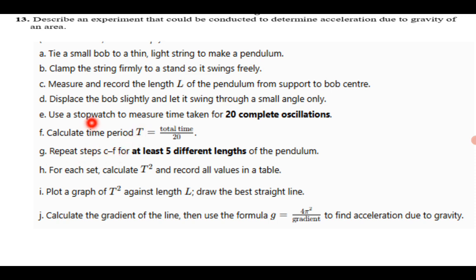So repeat the steps for at least 5 different lengths of the pendulum. For each set, calculate the period and record all values in a table. Then you plot a graph of the square of the period against length, and you draw a line through the origin. So the gradient of the graph is going to give us the value of g. So that's how you will determine the value of g in a particular place.